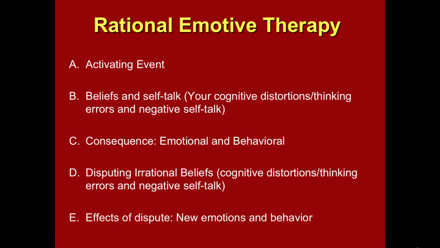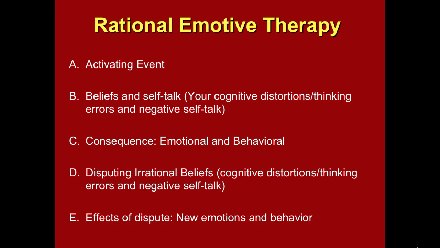And lastly, E, the effects of the dispute, the new emotions or behavior. When we dispute our irrational beliefs and we begin to think rationally, we start to figure out how to deal with the event or the spider. We can prevent the spider from entering our house again after removing it, or we can begin to plan how to overcome other obstacles that occur in our life.